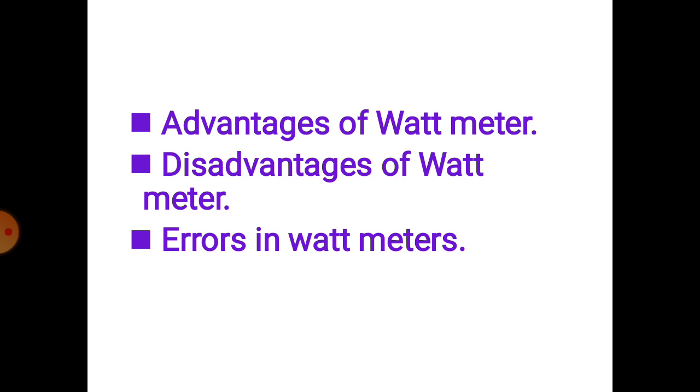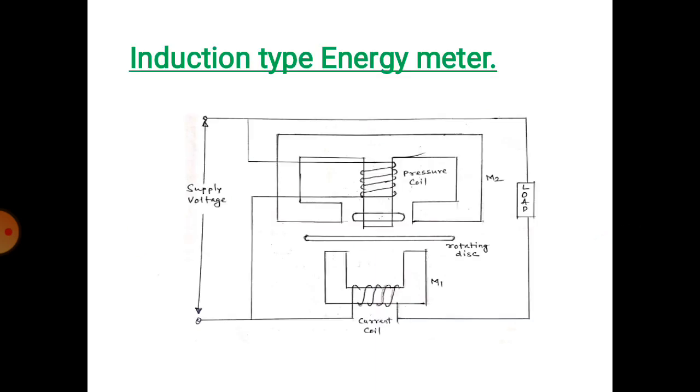And last point is errors in wattmeter. So first one is error due to capacitance in PC circuit. Second, error due to stray field. Third one, error due to eddy current.